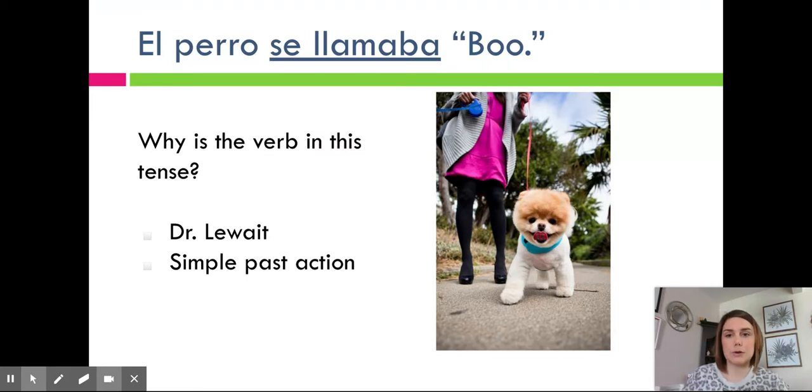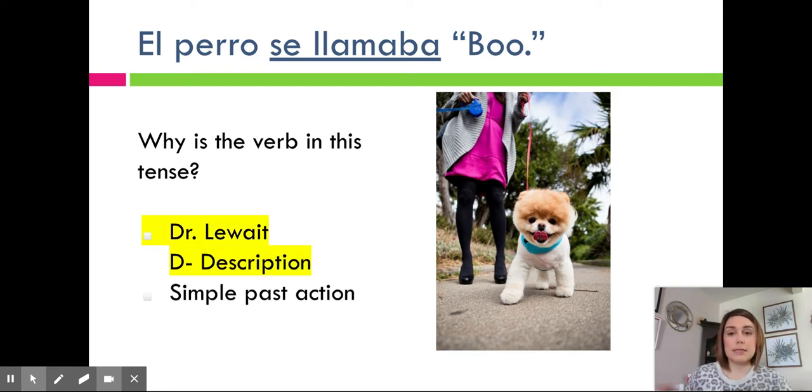So we're going to start our story with this sentence. El perro se llamaba Boo. So I want you to look at that verb, se llamaba. Think about what the sentence means, and now choose. Why is the verb in this tense? Se llamaba. Is it because it's a reason from Dr. LeWaitt? Description, reoccurring action, location, emotion, weather, age, appearance, attitudes, incomplete action, or time? Have your cheat sheet out? Or is it a simple past action?